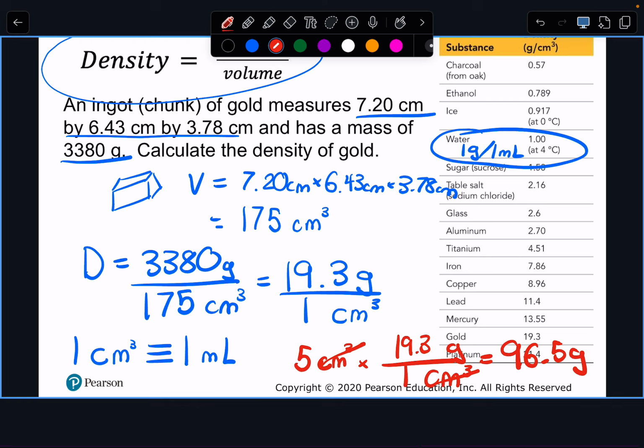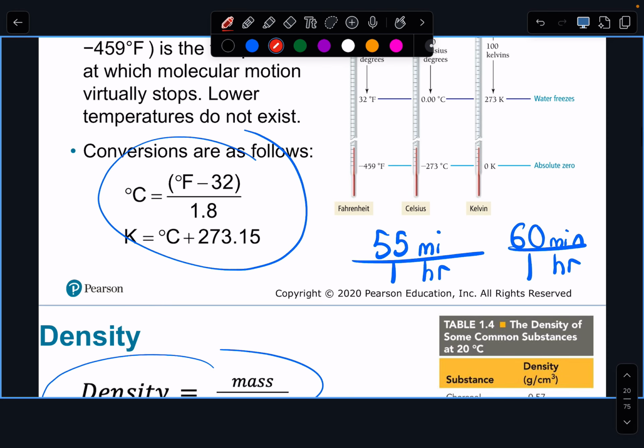But the biggest takeaway, the biggest thing that we're going to continue to use today is the idea that if I have a unit over another unit, I can use it as a conversion factor. And maybe I'll do one more example with the miles per hour thing to emphasize this.